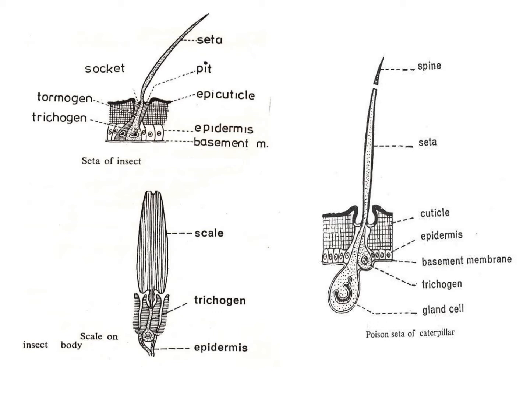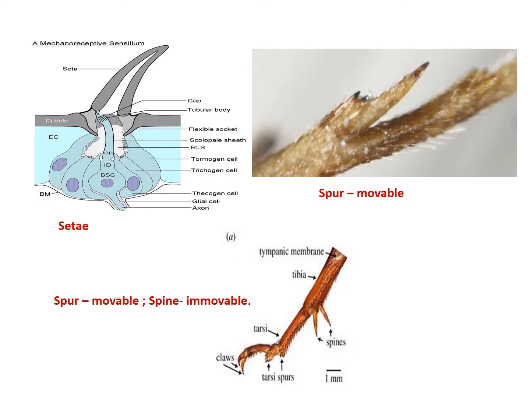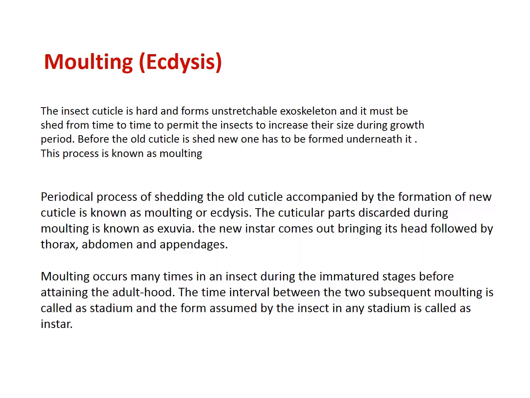And coming to the glandular setae, where we can see the gland cell. These are poison setae of caterpillars, which will emit poison, in the case of many Lepidopteran caterpillars. Then the first one is the diagram of setae, how the trichogen, the tormogen, everything is formed, where the nerve connection is also there, and then the spur, which is mobile, and the mobile spur and the immobile spine you can see here. Then the next thing is molting.